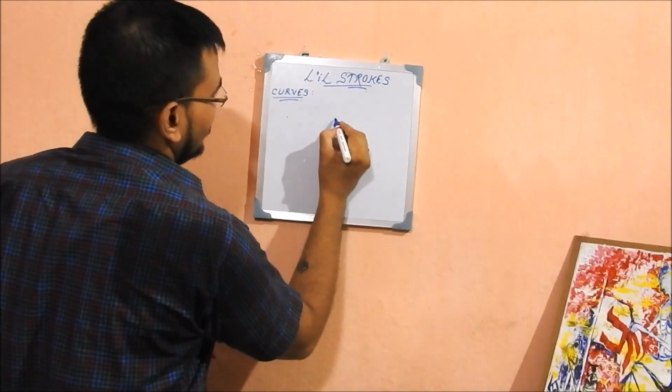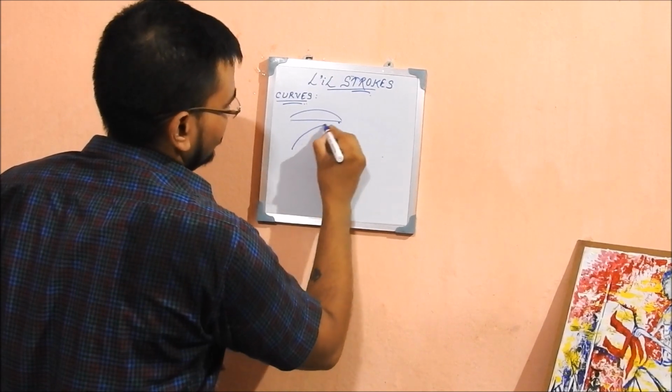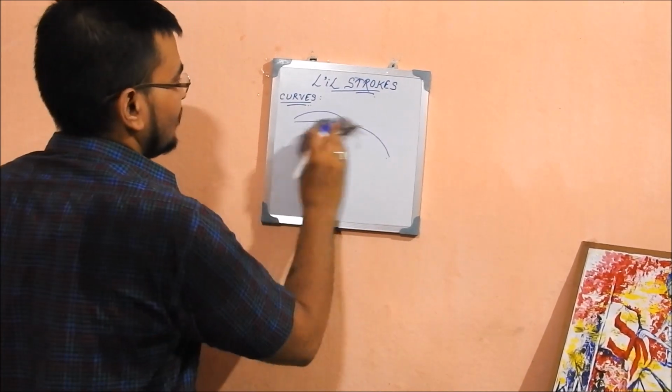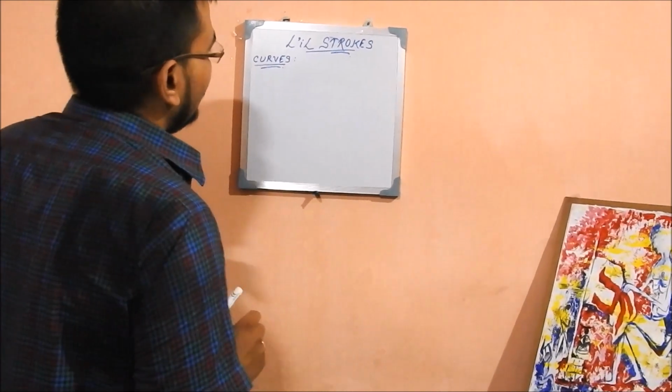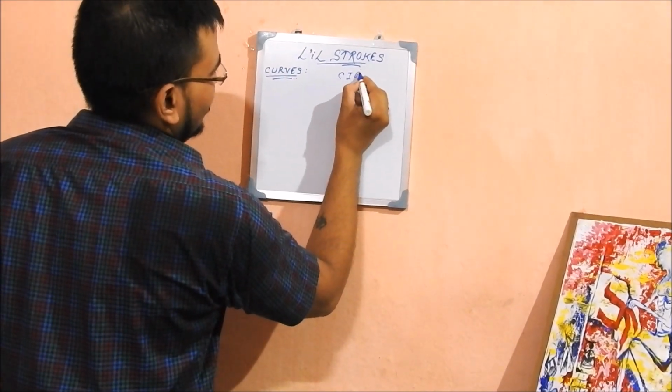So you practice only this. You take one straight line and draw a curve. You take a big straight line, draw a curve. Like this you will practice as much as you can. After that, the main motto is to draw a circle.